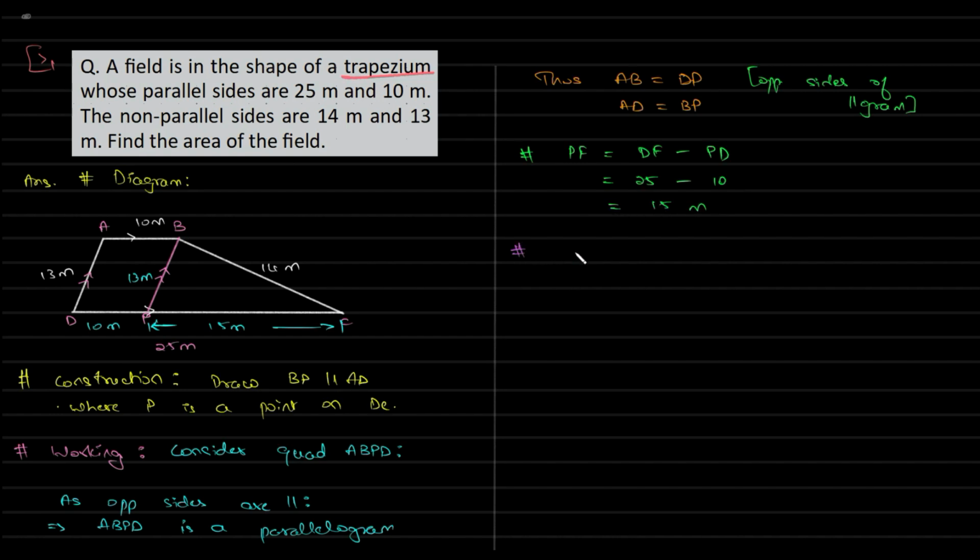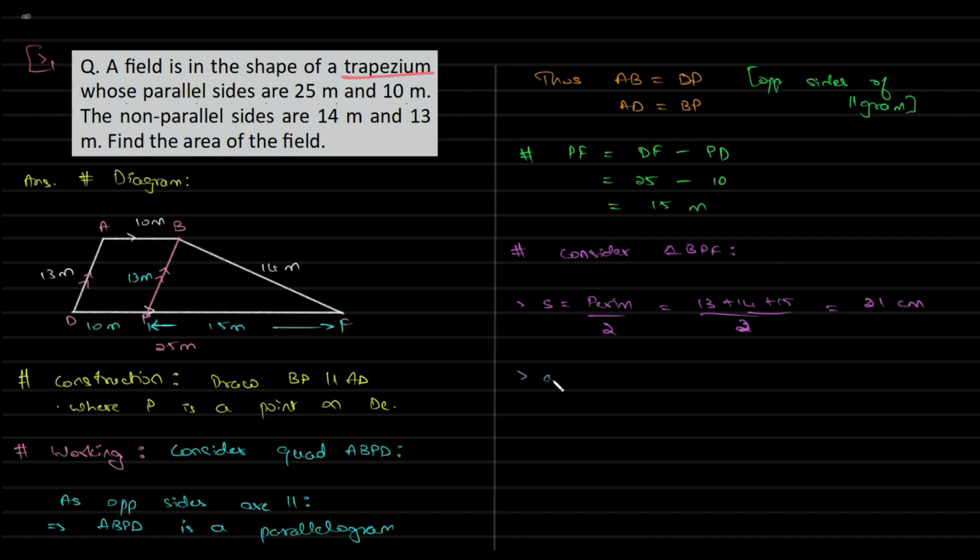So consider triangle BPF. First thing is we'll find the semi-perimeter. So perimeter by 2. This is 13 plus 14 plus 15 by 2. So 13 plus 15 is 28, plus 14 is 42, by 2. That will be 21 centimeter.